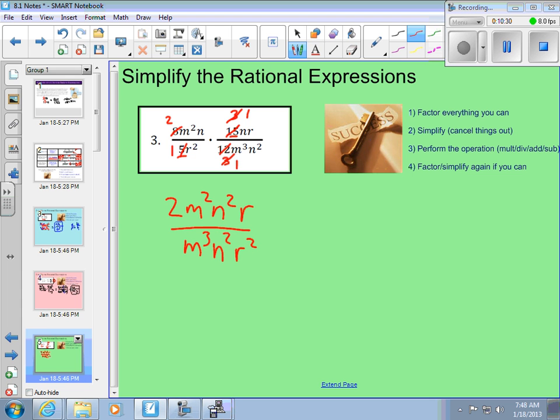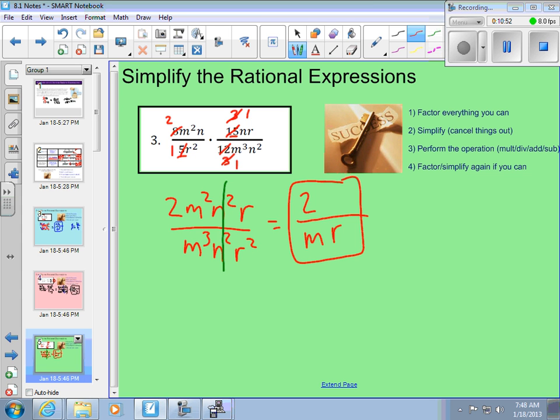Simplifying the variables now, after multiplying across, we would have 2 on top. There'd be 1 m left on bottom after canceling. Our n's all cancel out, and there'd be 1 r left. So the answer would be 2 over mr.